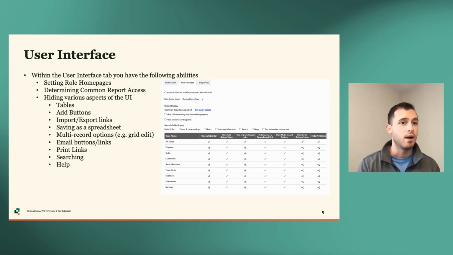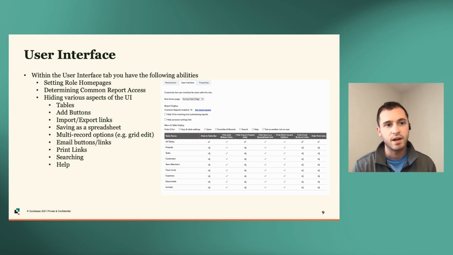And then additionally to that, you can actually hide various aspects of the UI. I'm not going to list out all of the ones I have right now, but some of the big ones I'd like to point out would be the ability to hide table icons, the ability to prevent someone from either importing or exporting to your application, as well as the ability to utilize multiple record options. So for example, being able to update records via grid edit. So those are some big ones to keep in mind.